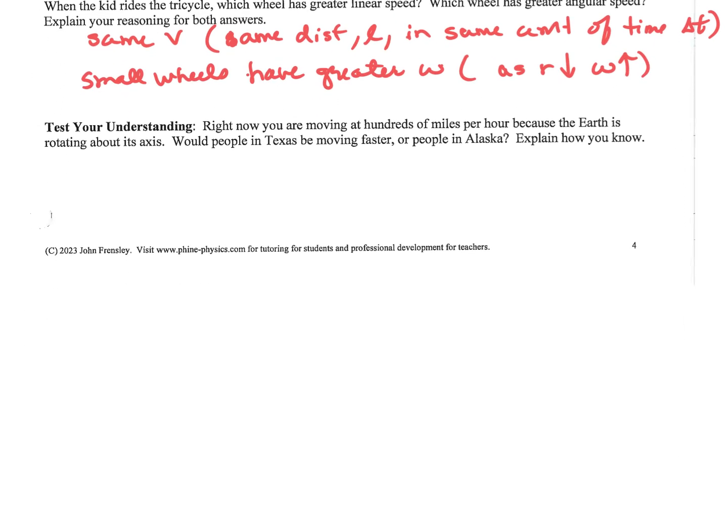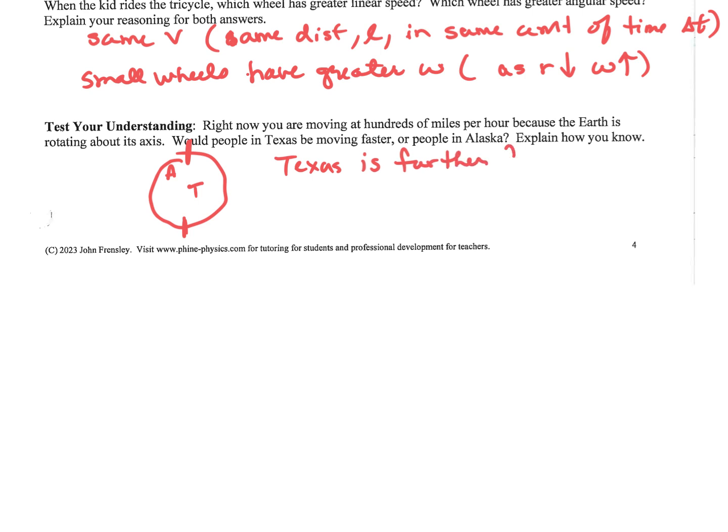Right now you're moving 100 miles per hour because Earth is rotating about its axis. Would people in Texas be moving faster or people in Alaska? If you're talking about rotating about its axis, Alaska's here, Texas is here. That means that Texas is further from the pole. So r of Texas is greater than r of Alaska, right? Think about it. Since v equals omega times r, as r goes up, the velocity goes up, doesn't it?